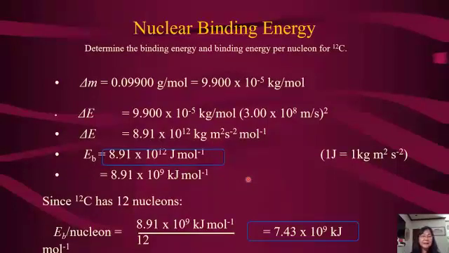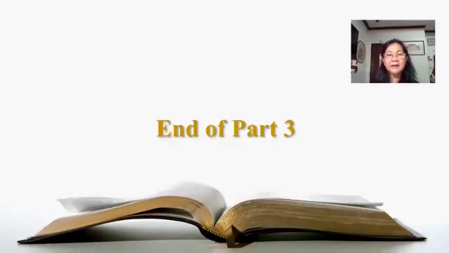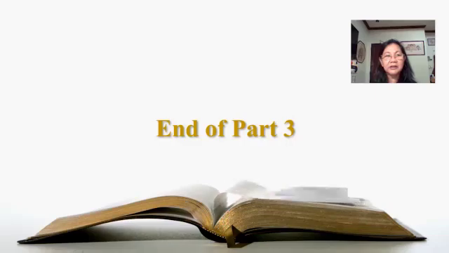Since carbon-12 has 12 nucleons, the binding energy for each nucleon can be obtained by dividing the binding energy that we have calculated here by 12. This is the binding energy per nucleon of carbon. That is how binding energy is calculated. That's the end of our discussion on this topic. Let's now proceed to the next lesson.